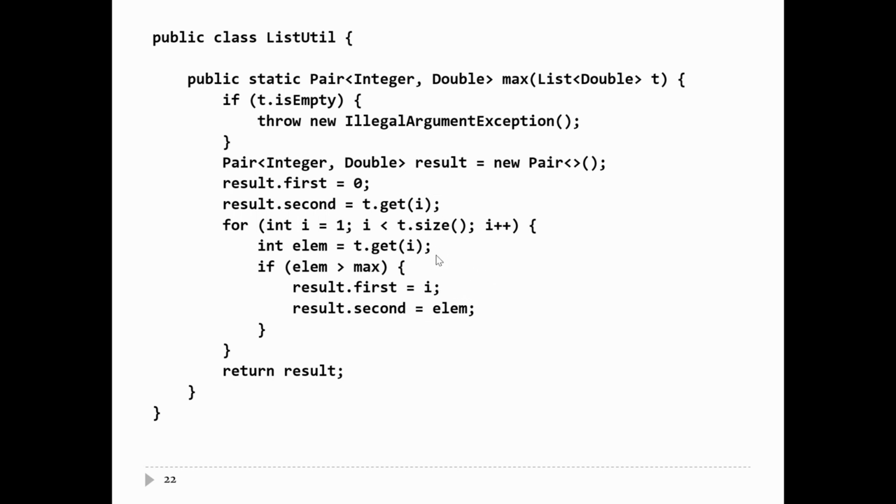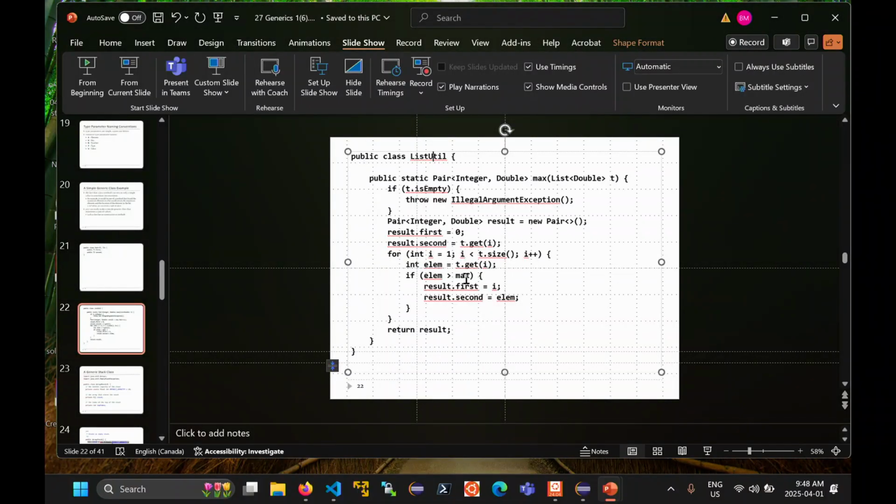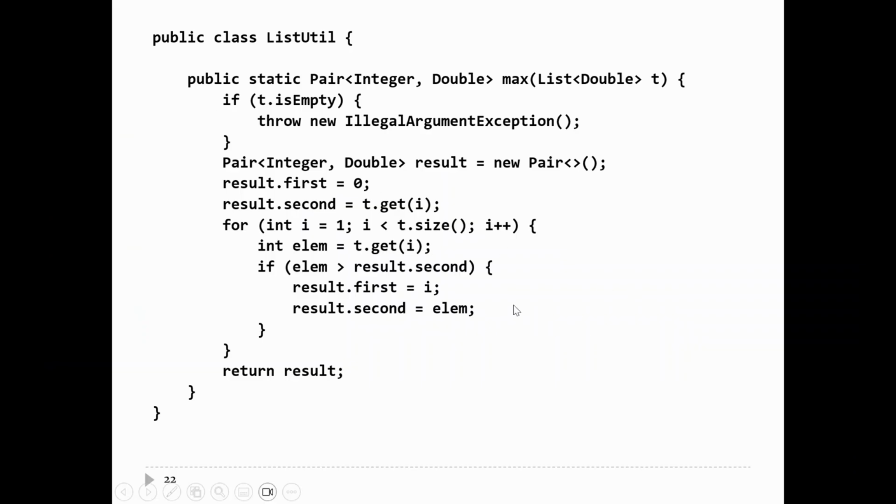If the element is bigger than the current max, do I have max? Oh, this one's really buggy. Sorry. If it's bigger than result second. There we go. So if the element is bigger than result second, remember result second is holding the value of the current maximum, I found a new maximum value, so set result first to i and set result second to elem.